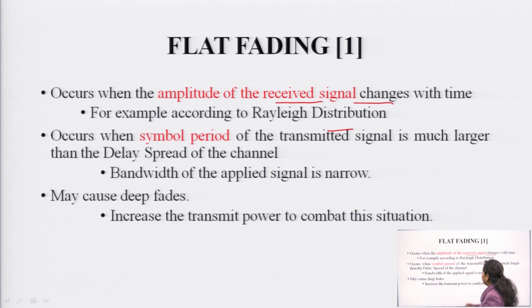Now, it occurs when the symbol period of the transmitted signal is much larger than the delay spread of the channel. That is what is written in the graph also. Then the bandwidth of the applied signal is narrow in this case. Now, it causes deep fades, because in case of flat fading, since the signal bandwidth is smaller than the channel bandwidth, it undergoes deep fading, which means we have to increase the transmit power to combat this situation.